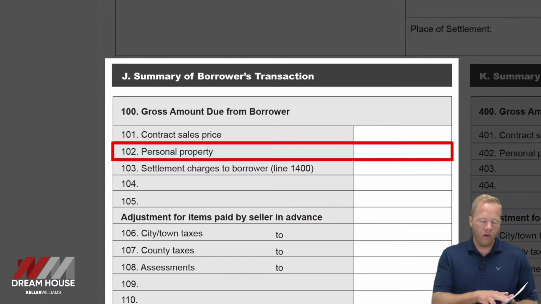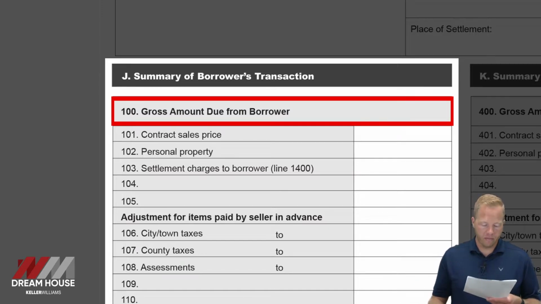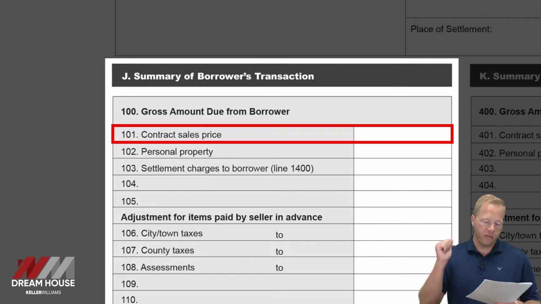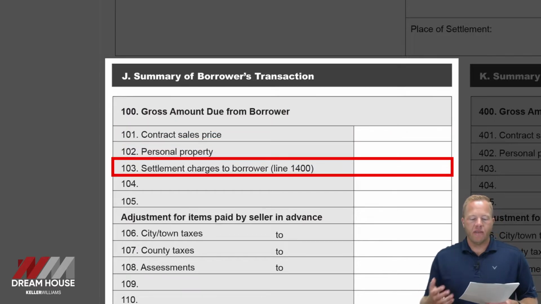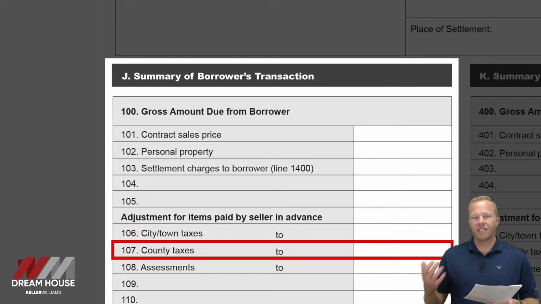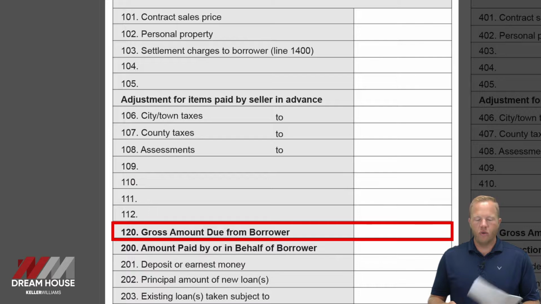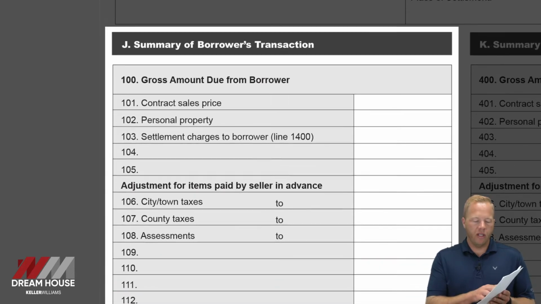So if we were going to go to box 100, that's basically the gross amount due from the borrower, the total amount that the borrower is bringing. It covers things like contract sales price, personal property, specific settlement charges, and I'll get to that in a second, city, county, state taxes, special assessments, and then it gives you a gross due amount from the borrower. That's typically more than the contract price on the borrowing side. And there is a line on here. It's pretty easy to read if you just go line by line.